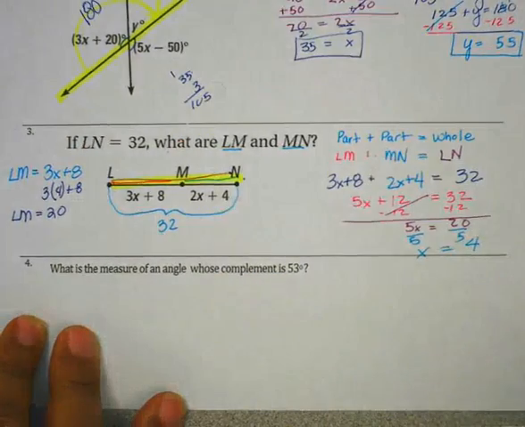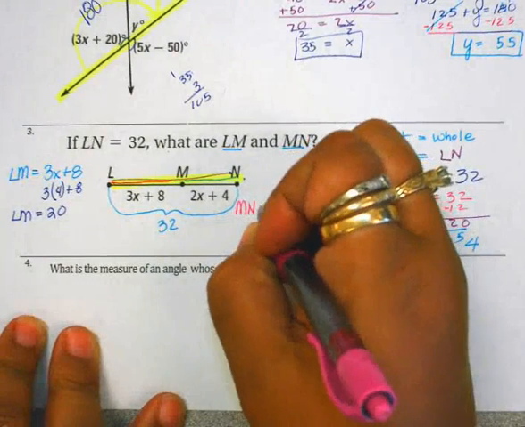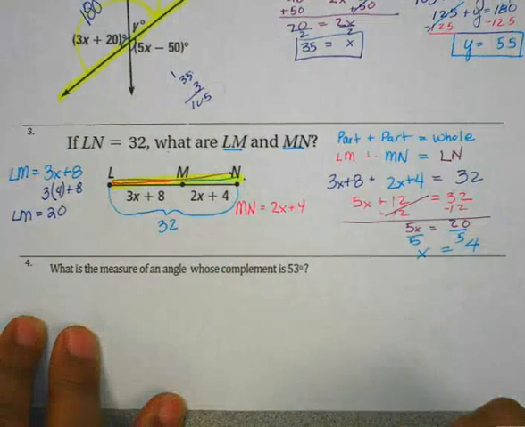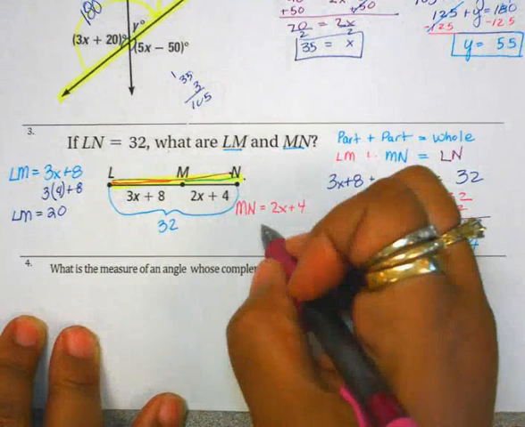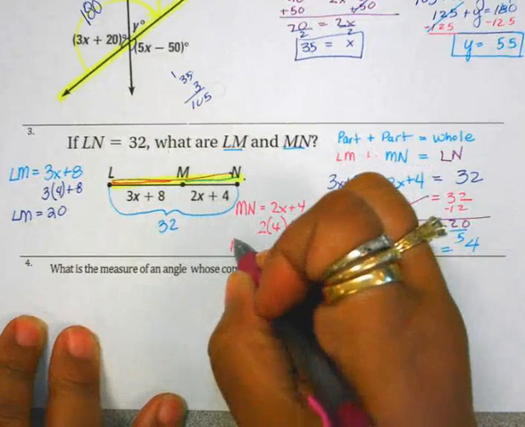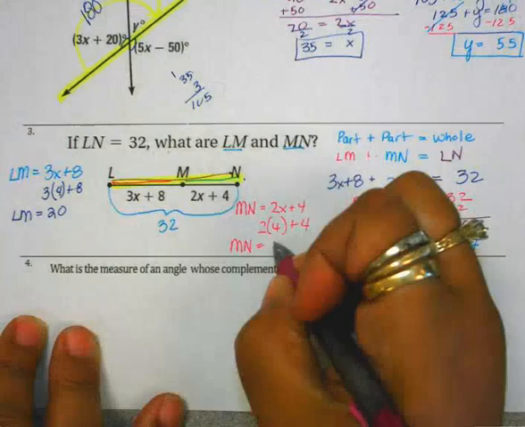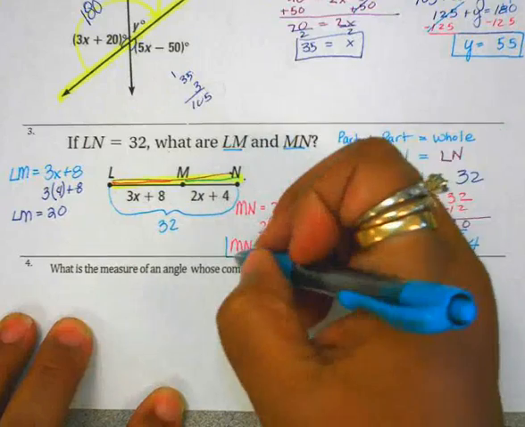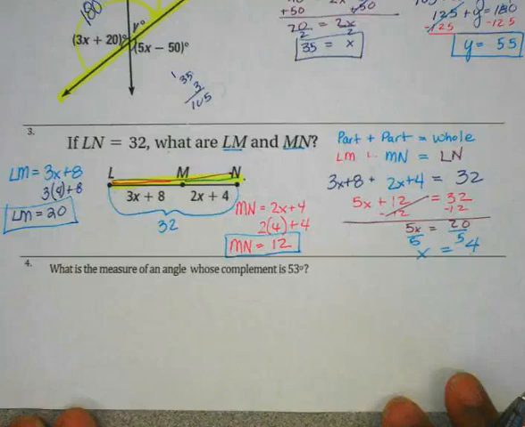Now let's find MN. MN is equal to 2x plus 4. Substitute in our value of x, which is 4. 2 times 4 plus 4. So MN is equal to 8 plus 4, which is 12. So now we've solved the whole problem. Very good.